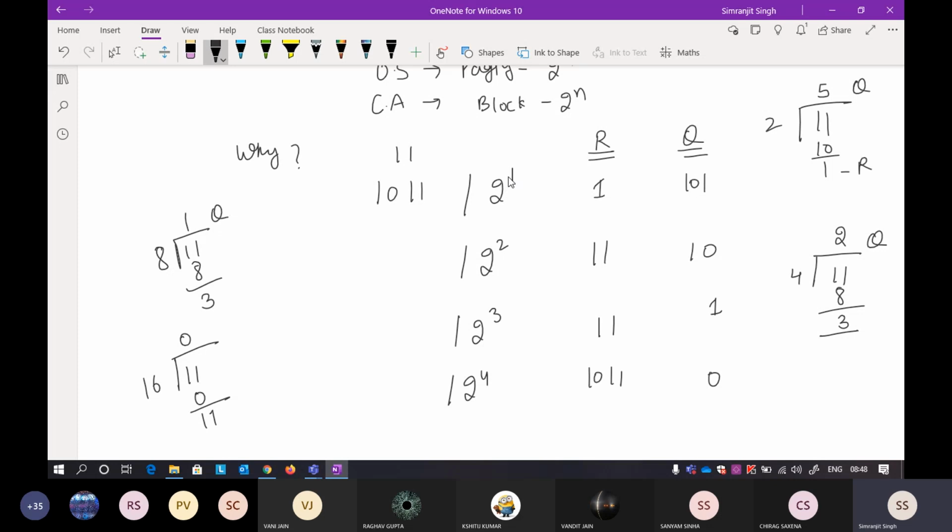Now observe the pattern here: when it is divided by 2 raised to power 1, the least significant one bit is the remainder, and the most significant 3 bits are the quotient. Now when I'm dividing it by 2 raised to power 2, the least significant 2 bits are the remainder here, and the most significant 2 bits are the quotient here.